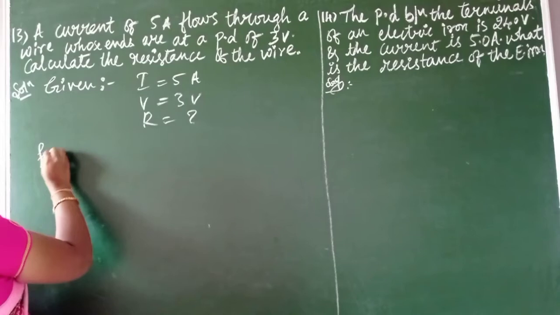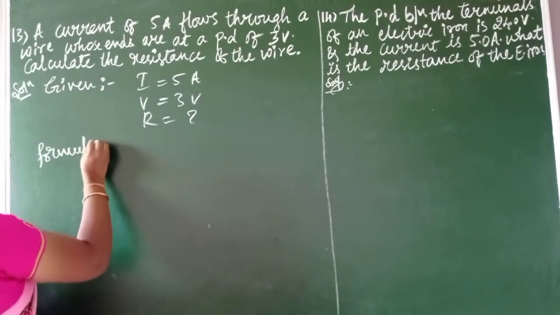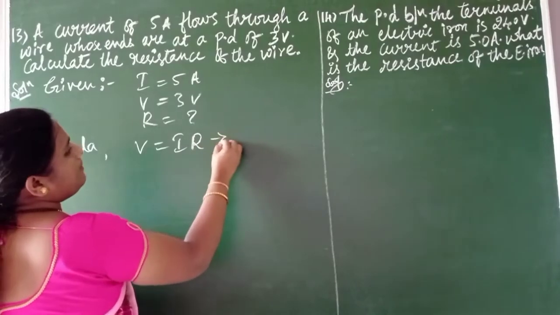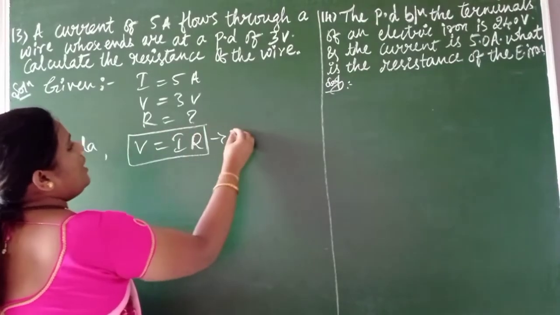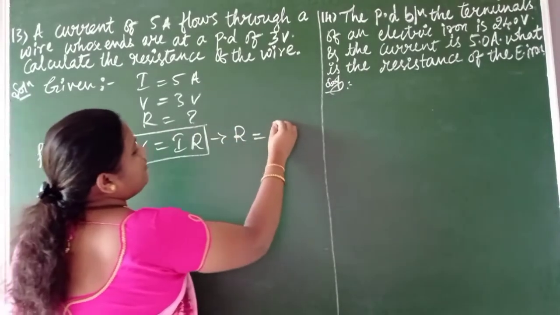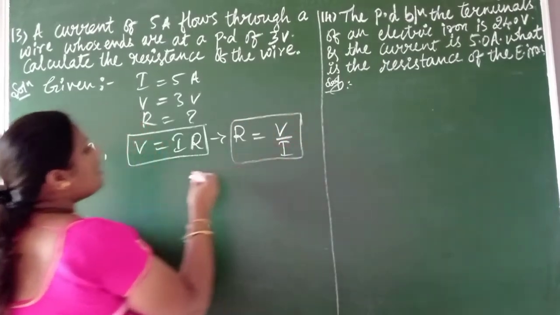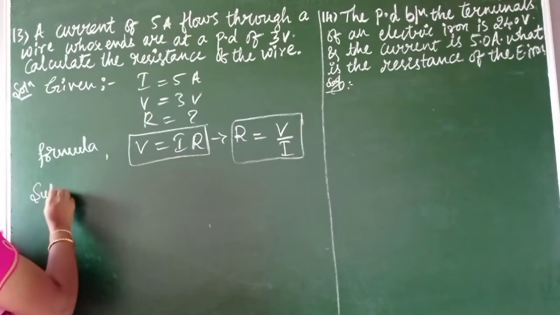So, using the formula V is equal to I into R, this implies R is nothing but V by I. Isn't it, children? So, now substitute in that.